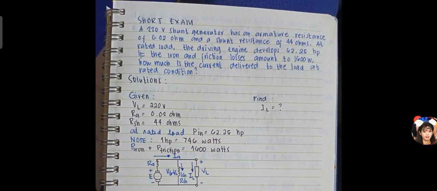So the short exam states that a 200 volt shunt generator has an armature resistance of 0.02 ohm and a shunt resistance of 44 ohms. At rated load, the driving engine develops 62.25 horsepower, and if the iron and friction losses amount to 1600 watts, how much is the current delivered to the load at these rated conditions?